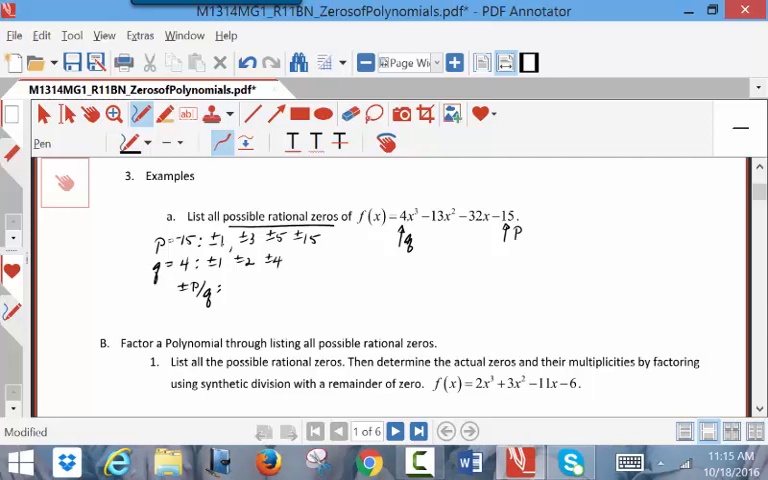So if I start with 1, I take 1 over 1, 1 over 2, and then 1 over 4. So this becomes plus minus 1 over 1, plus minus 1 over 2, and plus minus 1 over 4. So that's my p value of 1 over each of my q values. Then I take my p value of 3 over each of the q values. So that becomes plus minus 3 over 1, then plus minus 3 over the q value of 2, then plus minus 3 over the q value of 4.